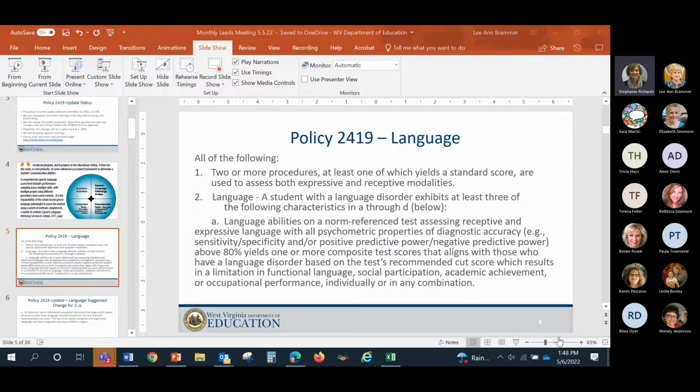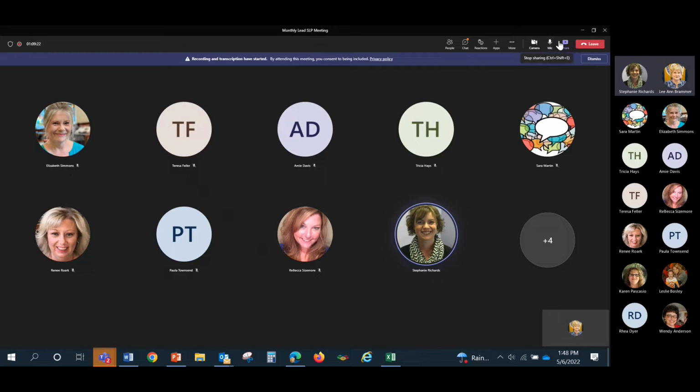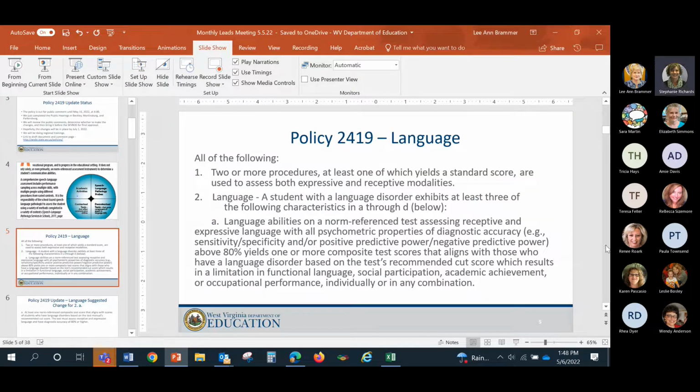Okay, so when it says 2 or more procedures that yield a standard score, I think I took it as 2 or more procedures that yield a standard score. So in my opinion, kind of like Sarah mentioned, we needed one of the following. So that would be the norm reference test, that would be A. And then we could pick either B, C, or D to make the other procedure.